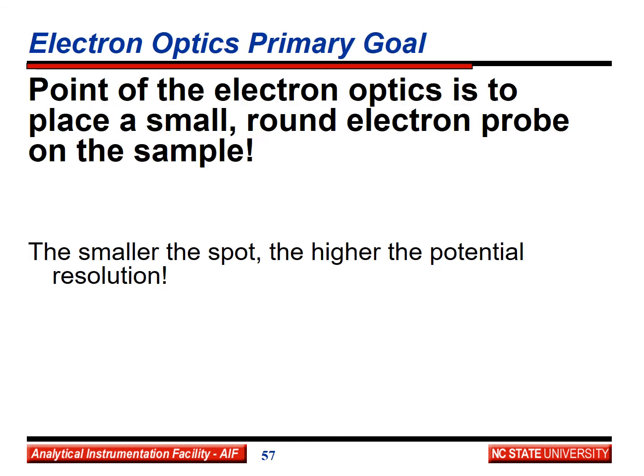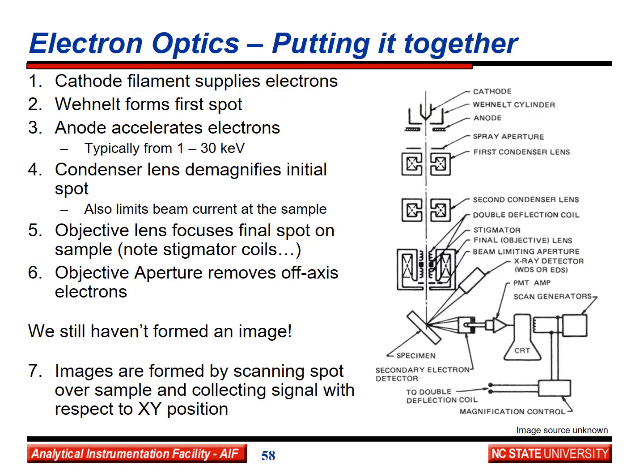So now we can think about what the whole goal is of the entire electron optical column. The point is to place a small round electron probe at the surface of the sample. The smaller and more well-defined we can make our spot or probe, the higher our potential resolution. Let's put the electron optics together.